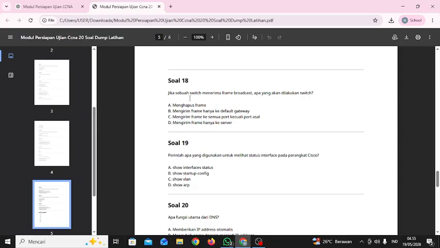What does a switch do when receiving a broadcast? Okay. A. Delete the frame. B. Send the frame just to the default gateway. C. Send the frame to all ports except the source port. Okay. And D. Send the frame just to the server. Only to the server. Okay.